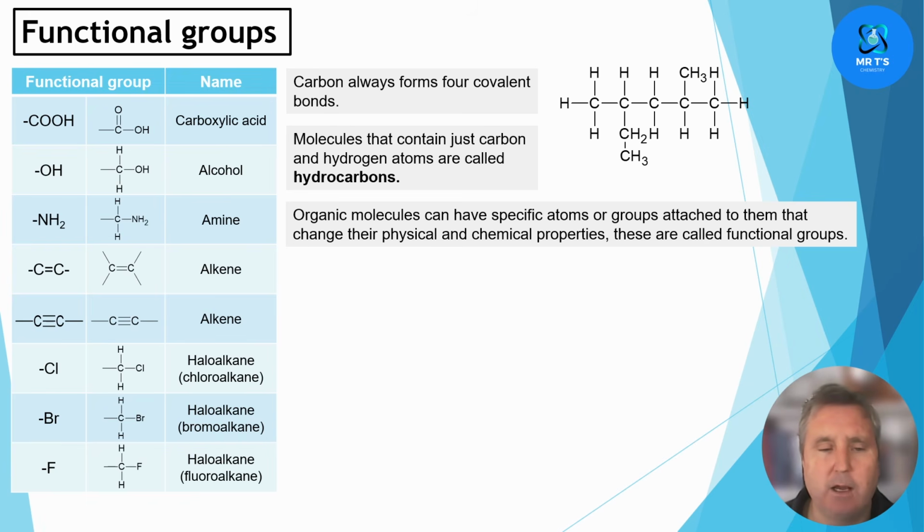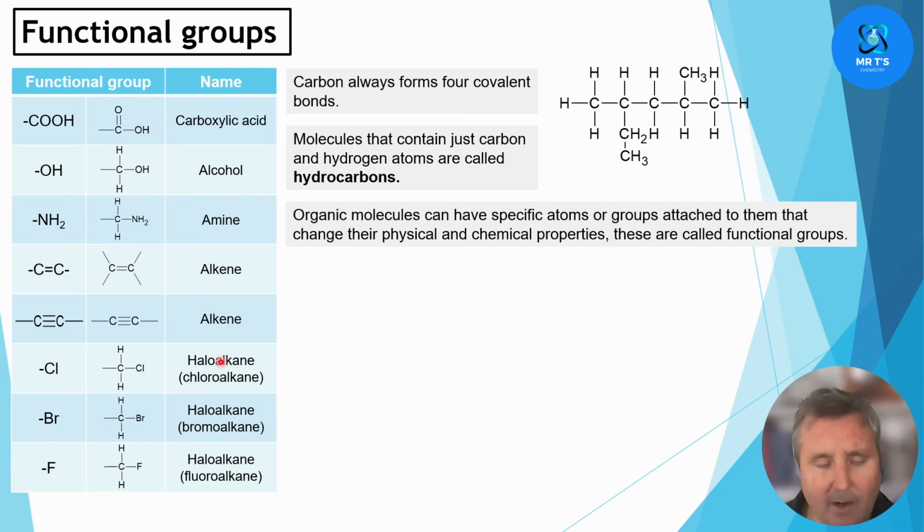So we have carboxylic acids, alcohols, amines, alkenes, haloalkanes, which are chloroalkanes. We have bromoalkanes and fluoroalkanes. Now you can see here that I've drawn in the second column. Here is my carboxylic acid. It has a carbon with 2 bonds to an oxygen and an OH. An alcohol has a carbon that has an OH attached to it. An amine has an NH2. An alkene is a carbon-carbon double bond. An alkyne is a carbon-carbon triple bond.